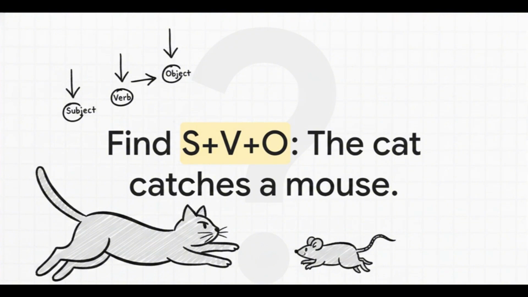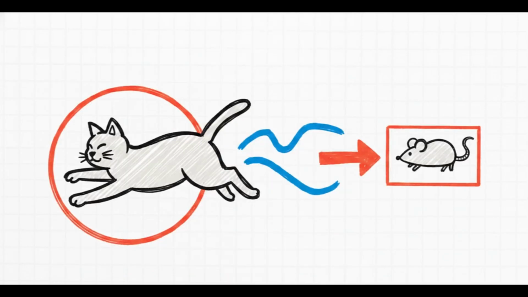Okay, here's a quick challenge for you. "The cat catches a mouse." I want you to mentally find the subject, the verb, and the object in that sentence. Remember those 3 steps we talked about earlier. Who is doing the action, what is the action, and who is receiving it. I'll give you just a second to lock your answer in. Let's see how you did.